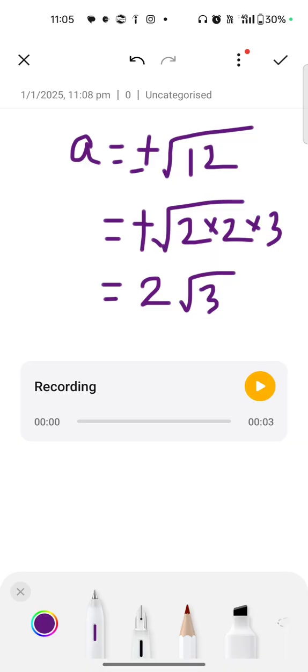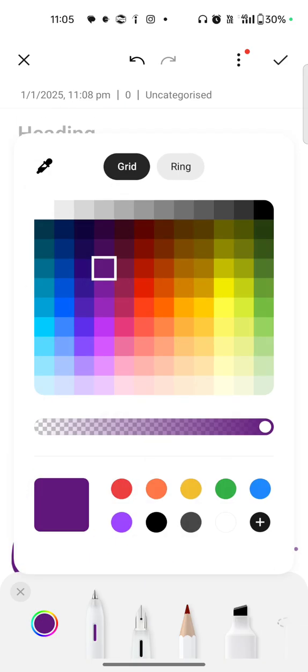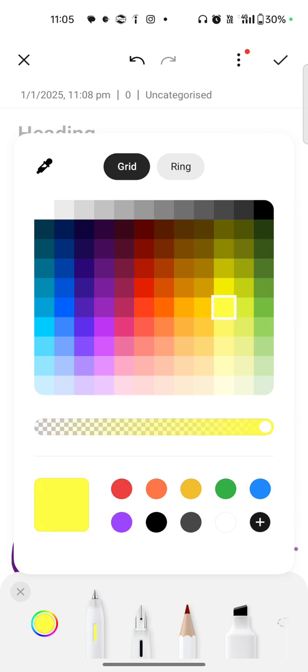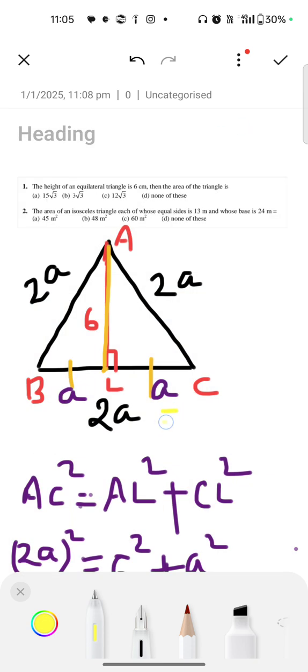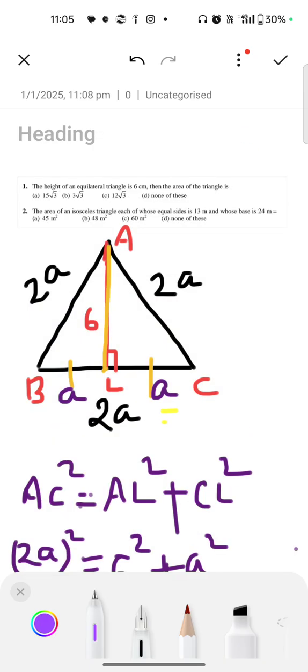Now we can assume that the value of a is 2 root 3. So I can mention here the value of a is 2 root 3.